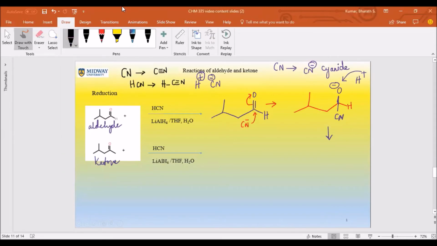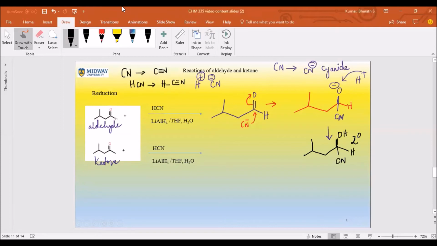This is the product of the first step. This is not the final product. So you get CN. Now, if you notice something right away, when reduced, an aldehyde produces a secondary alcohol. This is an alcohol, because the carbon containing the OH also contains only one hydrogen, so it's a secondary alcohol. Now, this is not the end of it. This is the first part of the reaction.